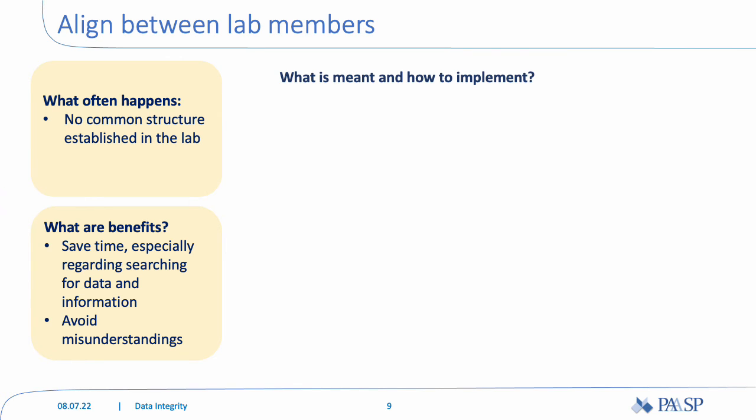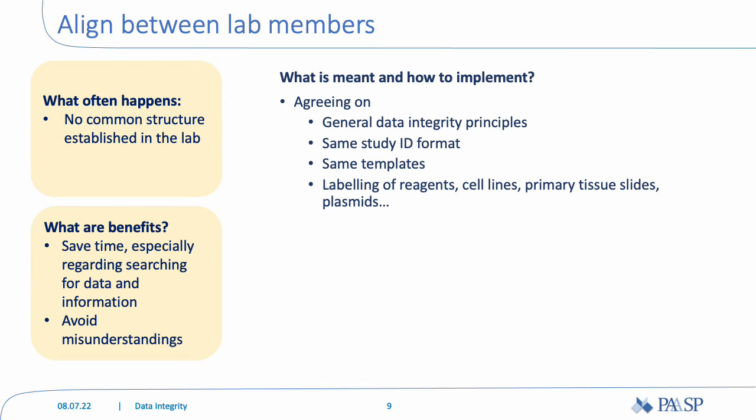So what can lab members align on? They can agree on general data integrity principles and how to handle them in the lab. For example, how to store raw data and how to archive the entire experiment. Basically, on all aspects that we have discussed when talking about ALCOA plus.